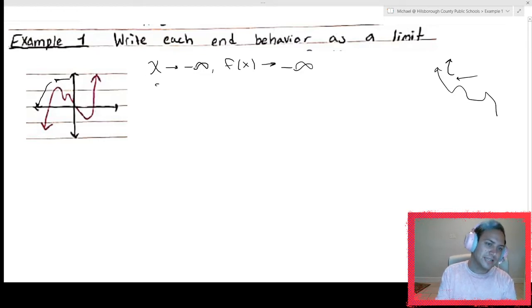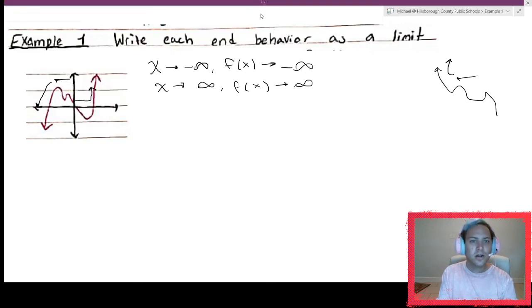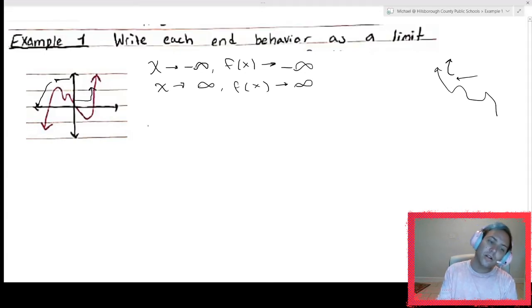So if I did the right-hand side, I would say as x approaches positive infinity, the function, well, look what's happening as we go towards positive infinity. The graph goes up, so we'd say the graph approaches positive infinity. So let's talk about then, how would we write that in limit notation?